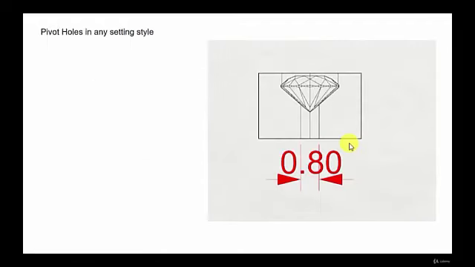And when it comes to pivot holes in any kind of setting, the hole should be at least 0.8. Okay, 0.6 maybe I would consider acceptable, but it also depends on your casting. I would also try not to make it much bigger than this, but again, it depends on your casting and the metal that you're using. I might add another slide here.